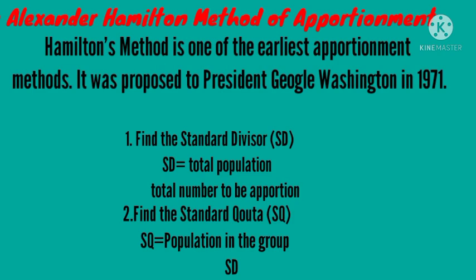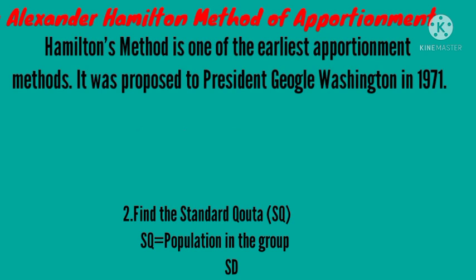Alexander Hamilton's method of apportionment. Hamilton's method is one of the earliest apportionment methods. It was proposed to President George Washington in 1791. The steps. Step number 1, find the standard divisor, or SD, equals total population divided by the total number to be apportioned. Step number 2, find the standard quota. Standard quota equals the population in the group divided by the standard divisor.